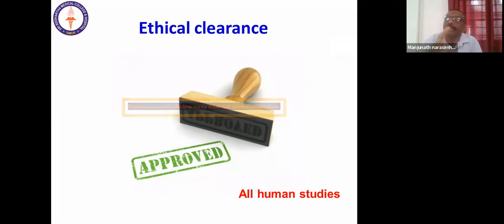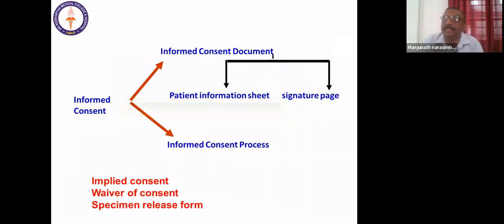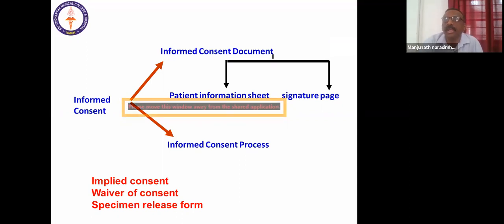So ideally, you take the ethical clearance and retain that certificate with you. Next is the informed consent document. You have to prepare a valid informed consent document, which is as simple as possible, in a local language, and which contains certain essential elements. Initially we used to use only the signature page as a consent: I have read all this, I know all this, accepting. That is not the informed consent document. It has to contain even the patient information sheet.